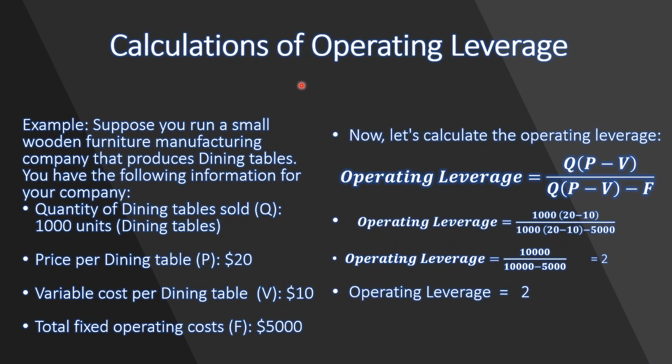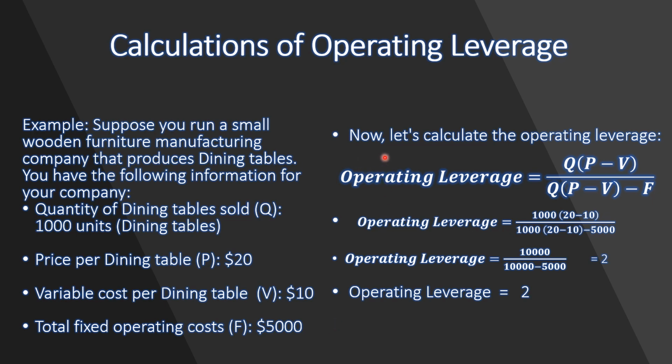Now let us see the calculation of operating leverage with an example. Suppose you run a small wooden furniture manufacturing company that produces dining tables. You have the following information for your company. Quantity of dining tables sold, Q, that is 1000 units of dining tables. Price per unit of dining table, P, $20. Variable cost per dining table, V, $10. Total operating fixed cost, F, that is $5,000.